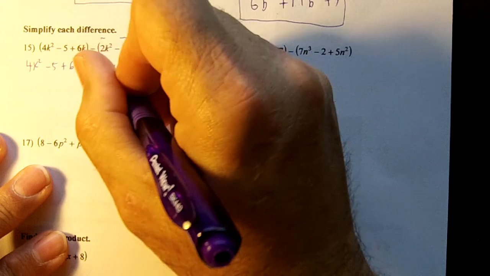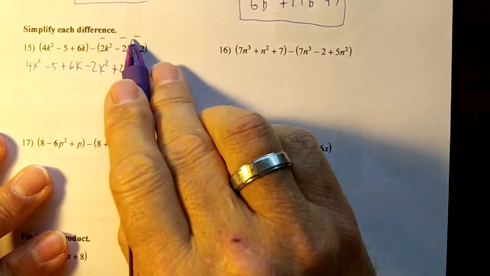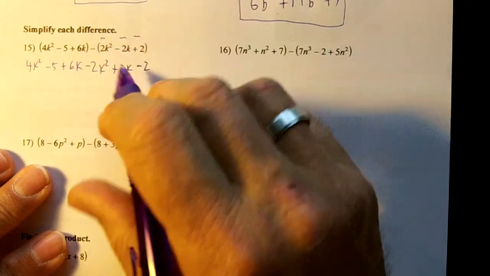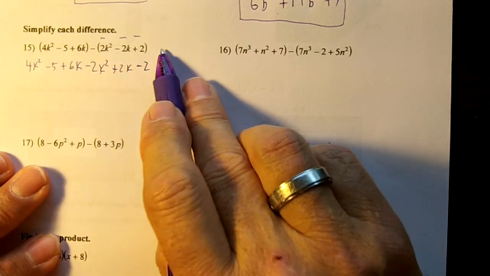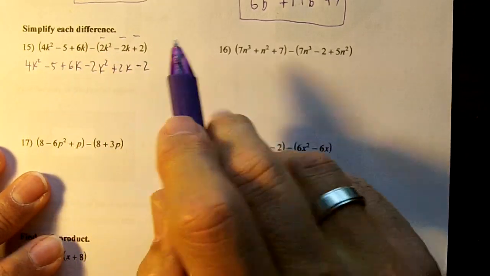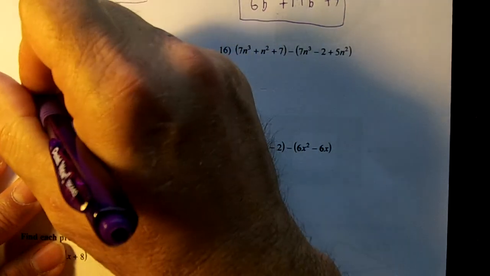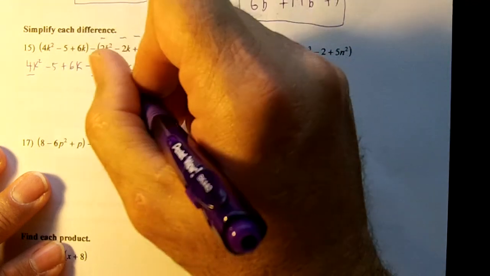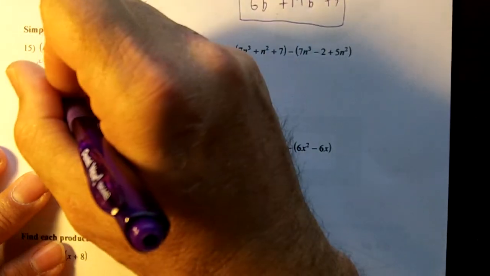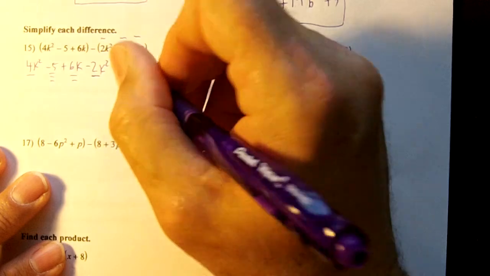Two negatives make a positive. And then a negative times a positive is a negative. So now I have this whole thing without any parentheses. So write down the problem without parentheses. Now then, single underline the k squares, double underline your k's, and triple underline your single terms.